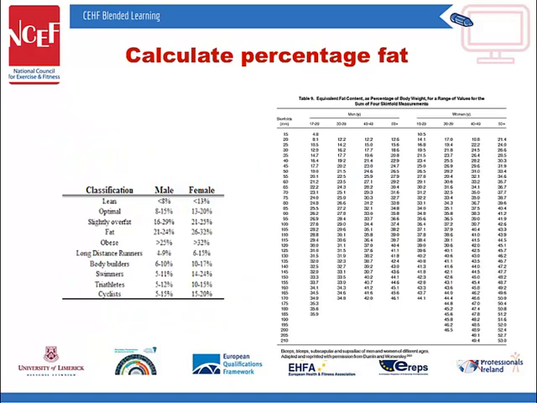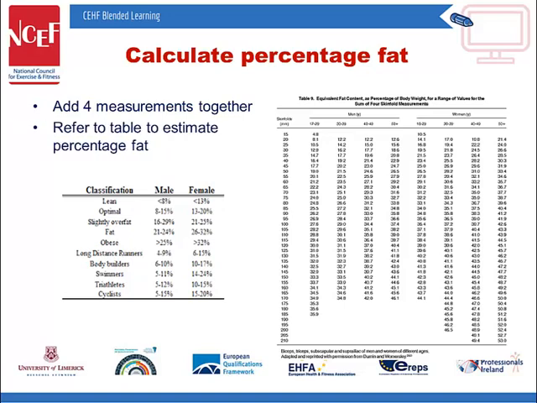To calculate the percentage fat then, what you would do first of all is add the 4 measurements together. So you have 4 measurements: triceps, biceps, the subscapular and the suprailiac. You would add those 4 together and then refer to the table to estimate percentage fat. So if we look at an example here, if we have a 28-year-old male, so we have standards for males and females. So say if we have a 28-year-old male and we added the skin folds together and we got 50, we could see that his percentage fat is 19%.